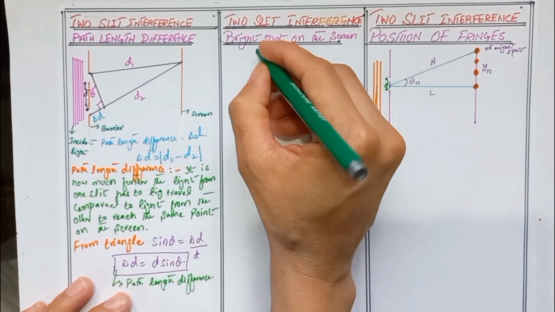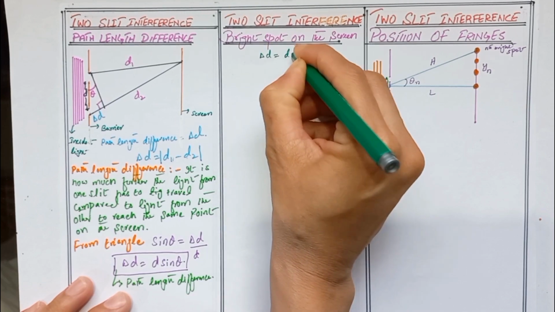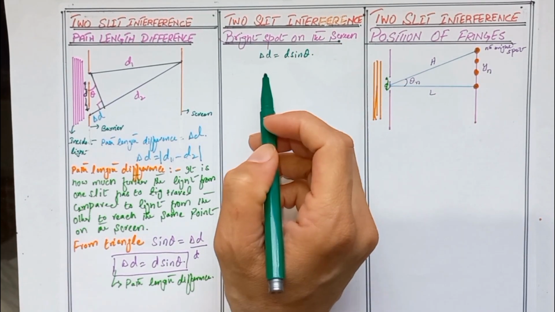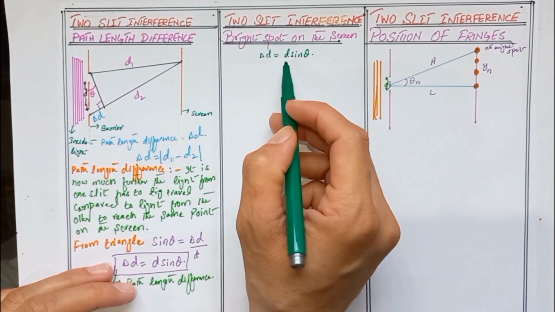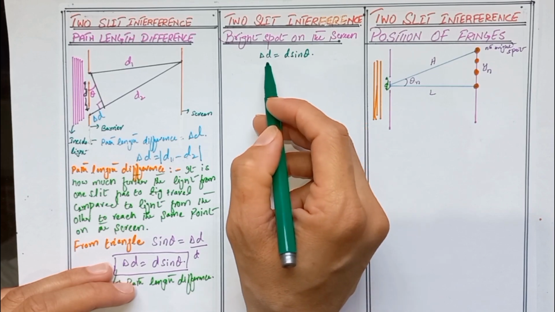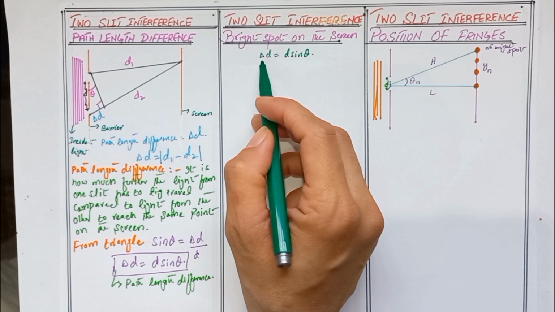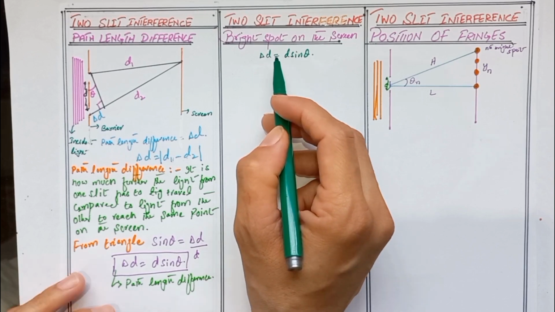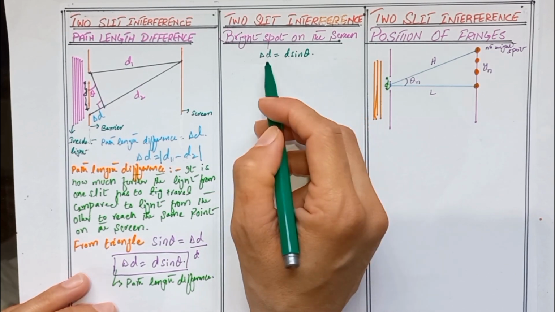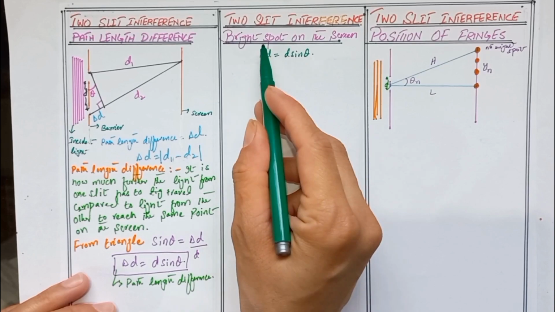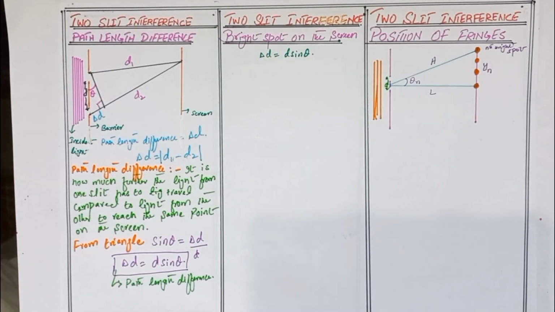Today we discuss the bright spot on the screen that is produced by the two-slit interference. Looking at this equation, delta d is equal to d sine theta. d is a fixed value and will not change. This means that the path length difference changes as the direction of light, as measured by theta, also changes. When angle theta is changed, then delta d is also changed. Delta d shows the path length difference. The changing of angle theta makes bright and dark spots on the screen. So here we find the bright spot on the screen.